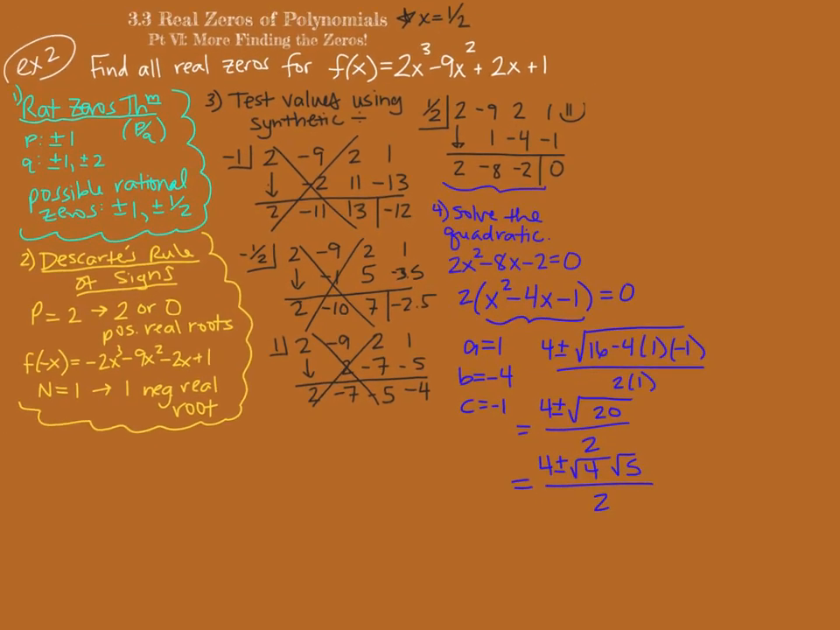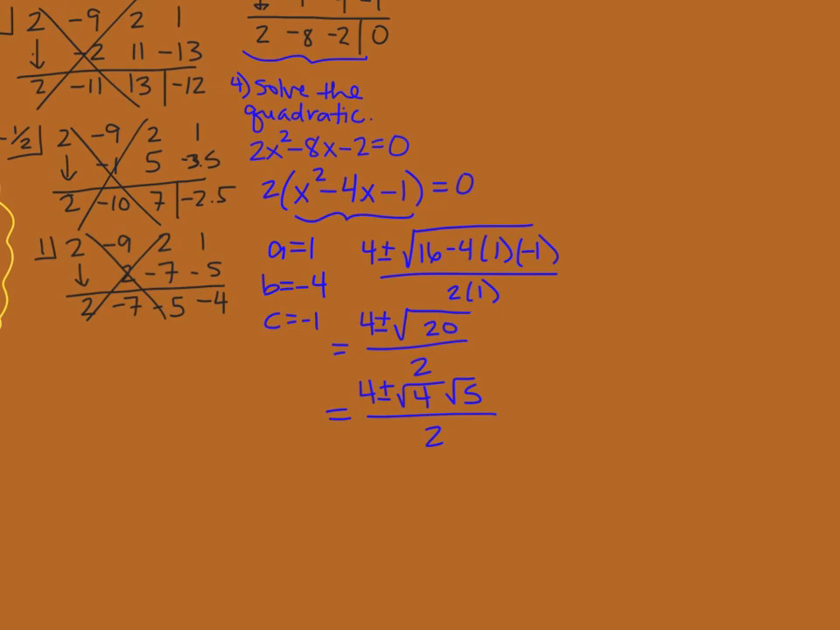I'm going to keep moving this so we can keep working on it. The square root of 4 is 2. So we have 4 plus or minus 2 root 5 all over 2. Then we can simplify the 4, the 2, and the 2. The 4 becomes a 2, the 2 becomes a 1, this 2 becomes a 1. So we have 2 plus or minus 1 root 5, which we don't need to write the 1 in front of the root 5, nor do we need to write over 1. These are our final 2 answers. One of them is 2 plus root 5, and one of them is 2 minus root 5.